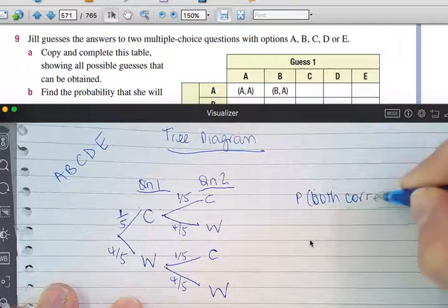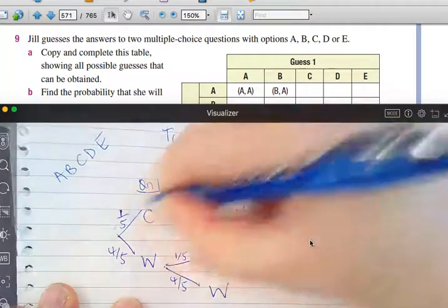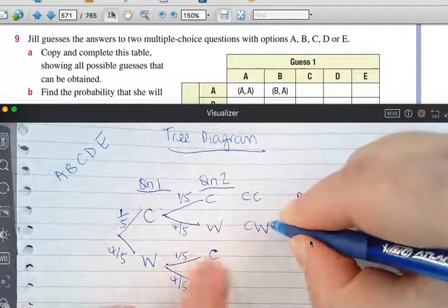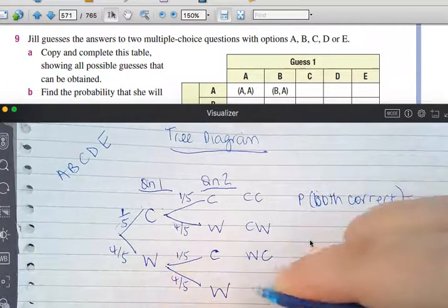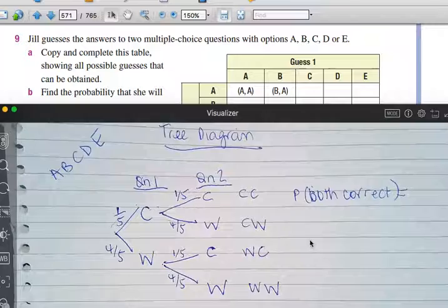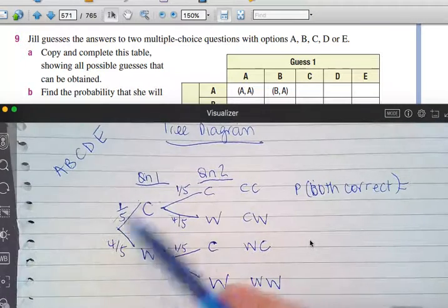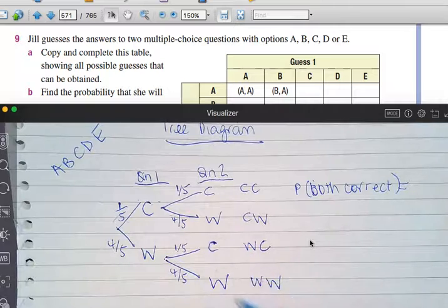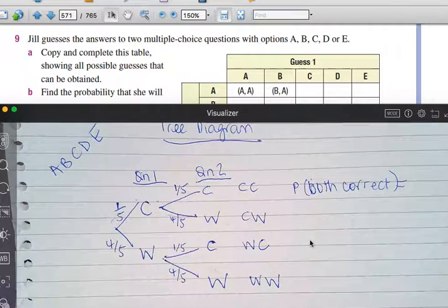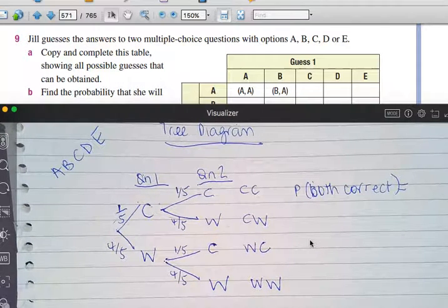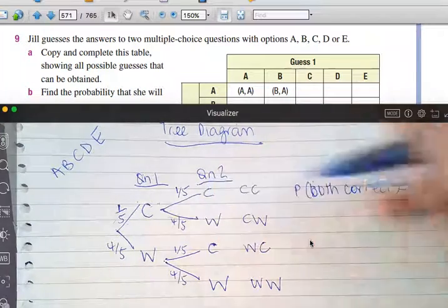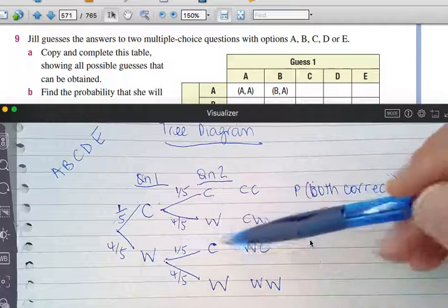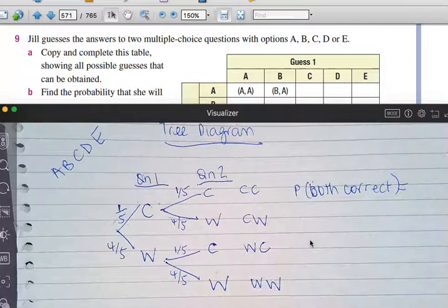Which branch do I go along? I come along, so I've got correct, correct. I could have correct and then wrong. I could have wrong and then correct, or I could get them both wrong. So that's how you read your branches. Two C's, a C and a W, a W and a C, and a W and a W. So if you had 2 questions in multiple choice, you could get both of them right? The first one right, the second one wrong? The first one wrong, the second one right? Or both wrong? Do you agree?